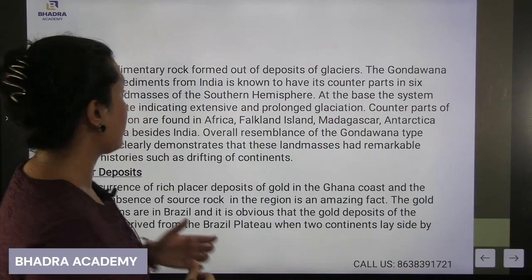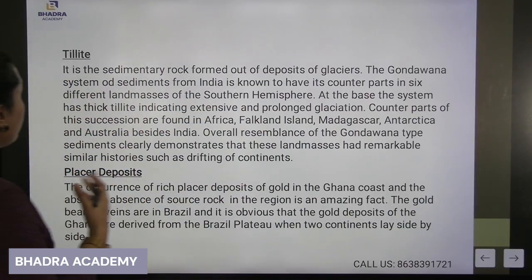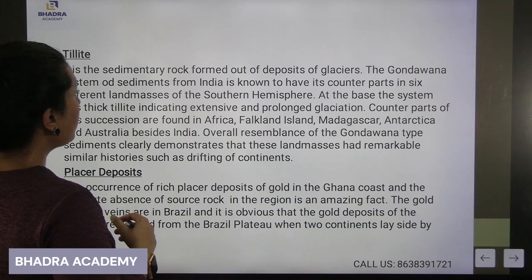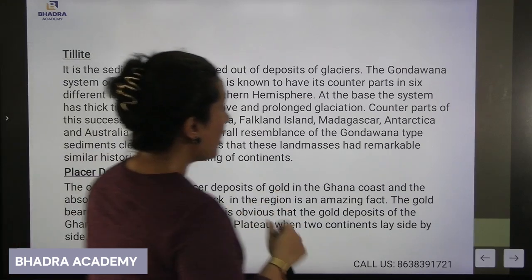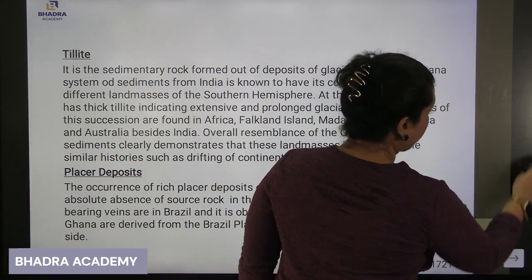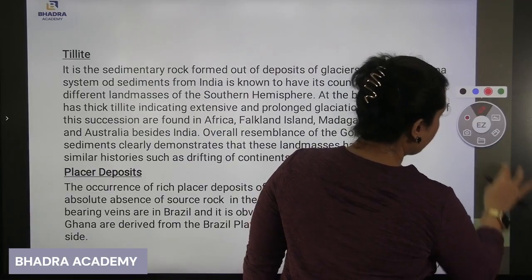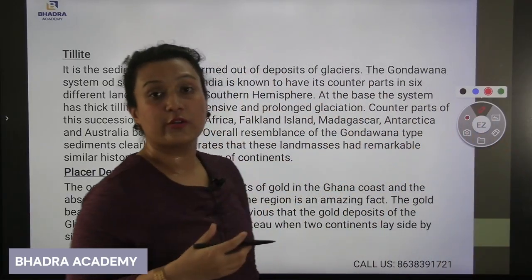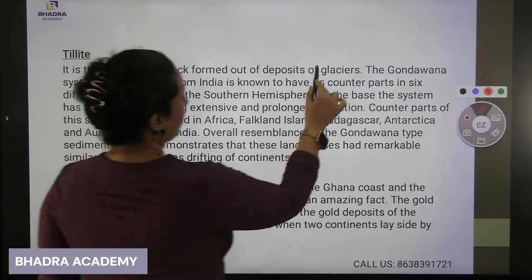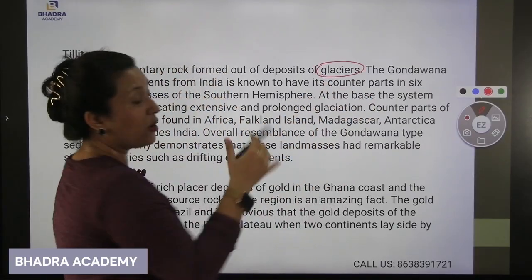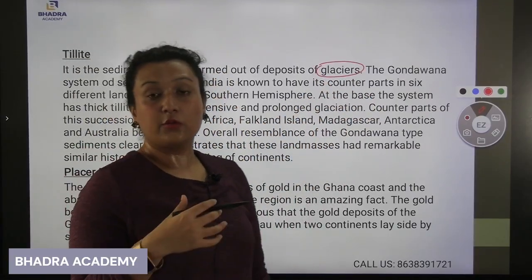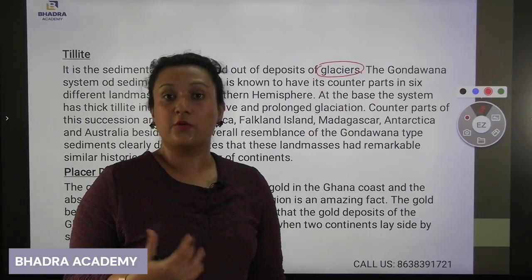Here, tillite. Tillite is a sedimentary rock formed out of deposits of glaciers. Here we will be understanding about tillite. It is the name of one of the rocks. This is a glacial rock, meaning a rock which is covered with snow. Those icy rocks are known as glaciers.